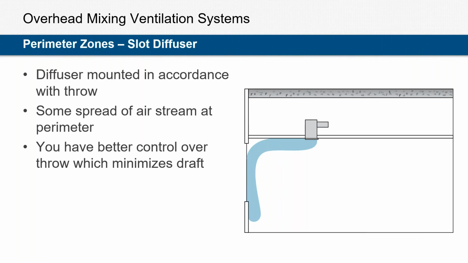If the throw will be too long, we could move the diffuser away from that wall and have it project horizontally towards the window. As it hits the wall, it will increase the spread so you get better coverage over the vertical face. And depending on the loads within the space, if they're low, we could potentially get away with fewer diffusers by doing this as well.